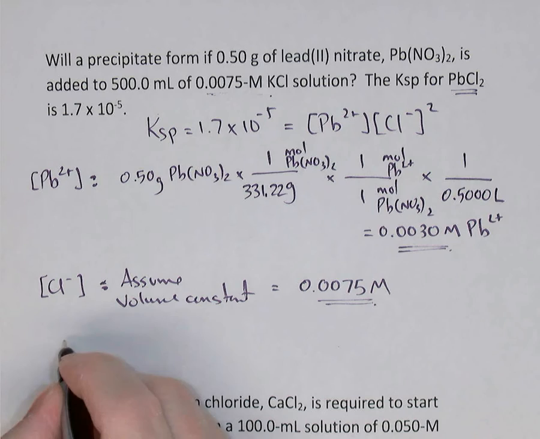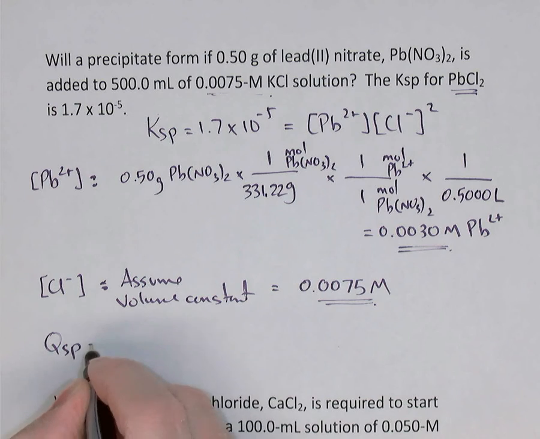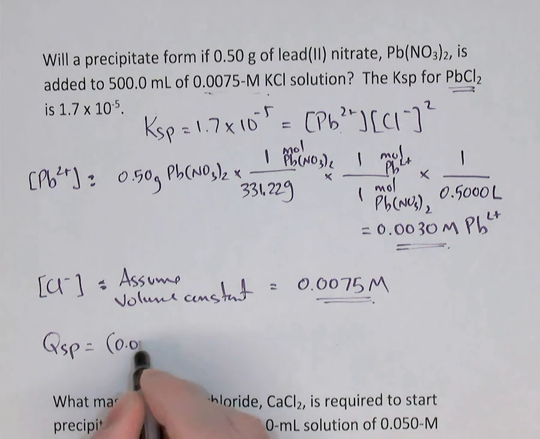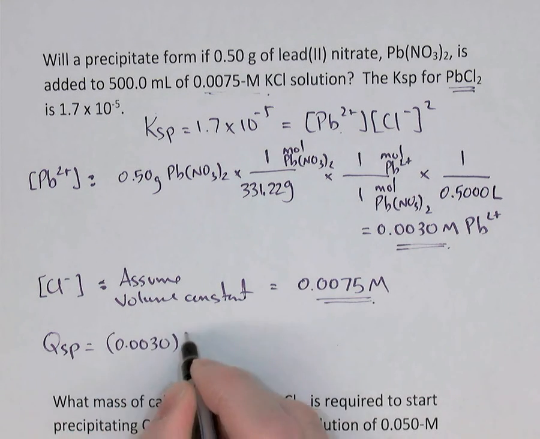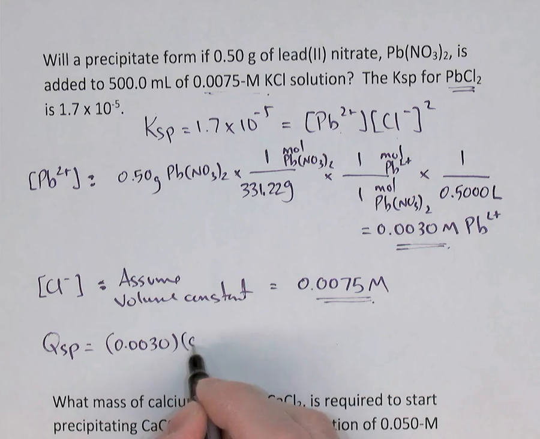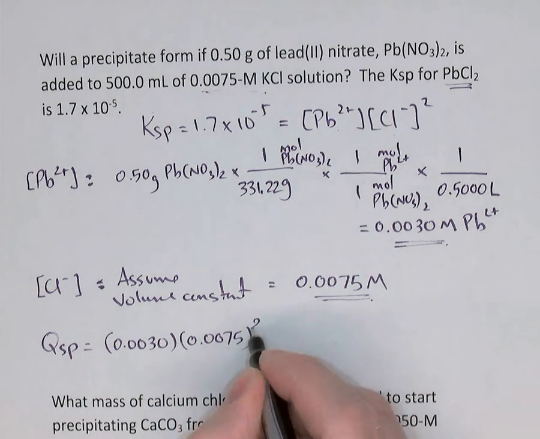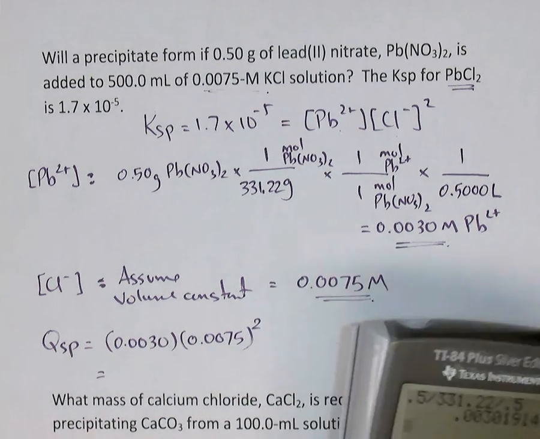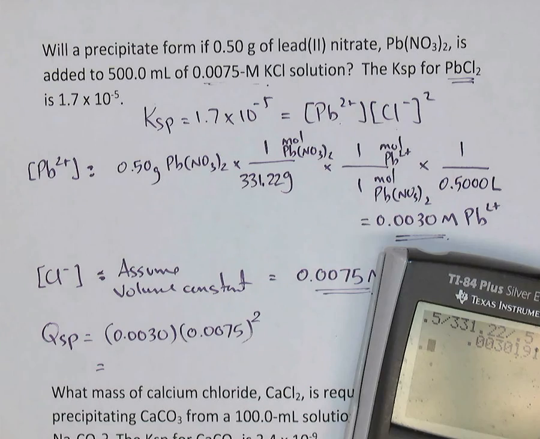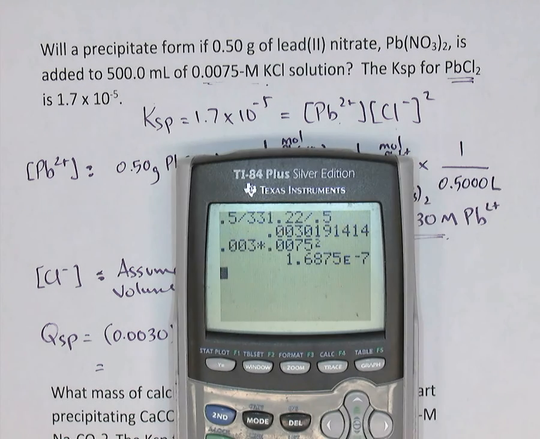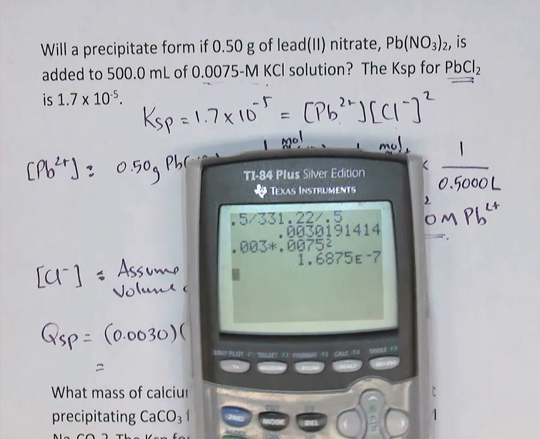So now we can calculate Qsp. It's going to equal the concentration of lead, 0.0030, times the concentration of chloride squared. So the Qsp here is going to be quite small, 0.003 times 0.0075 squared, 1.7 times 10 to the minus 7.